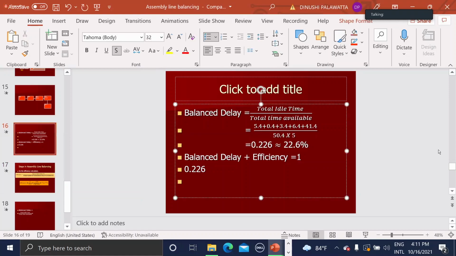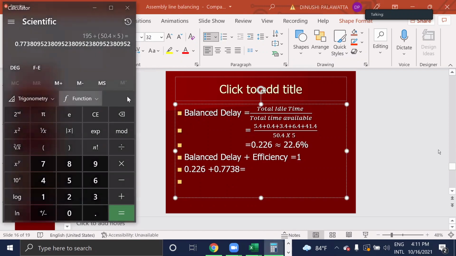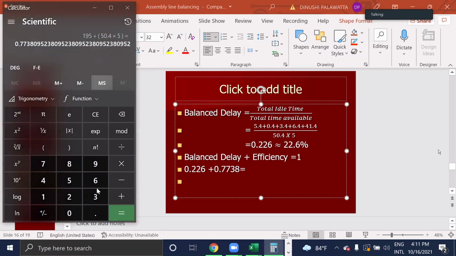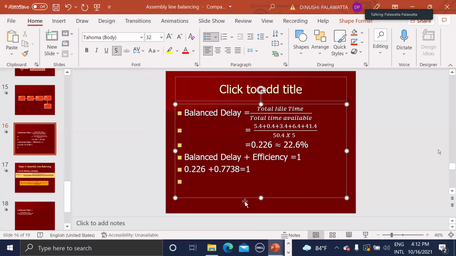So plus 0.7738. You see, when you add these two numbers, 0.226 plus 0.774, it is 1. Okay, so then the answer is correct.